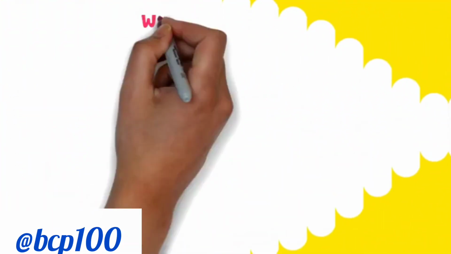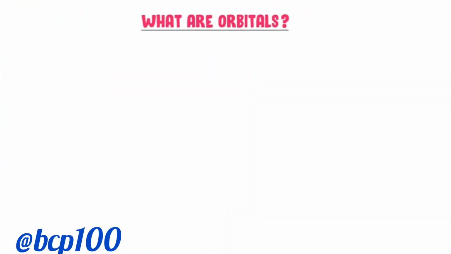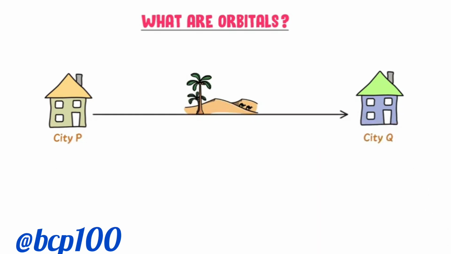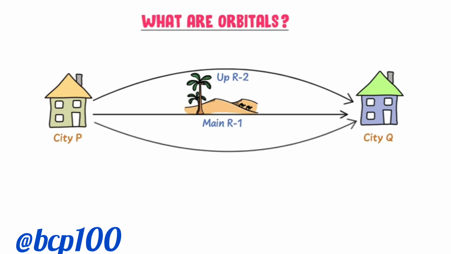Now we will discuss what orbitals are. Well, let's again consider two cities, city P and city Q, and there is a mountain between these two cities. Here there are three roads between these two cities. Road 1, which I call the main road or highway. Road 2 is the up road, which I call a secondary road. Road 3 is the down road, which I also call a secondary road.